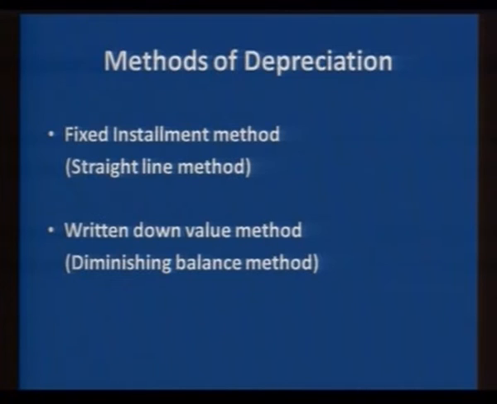So, what are the various methods of charging depreciation in our books of accounts? There are two important methods: the fixed installment method, which we call the straight line method also, and the written down value method, that is the diminishing balance method also. Sir, could you explain these methods in detail, exactly what is the meaning of these two methods?